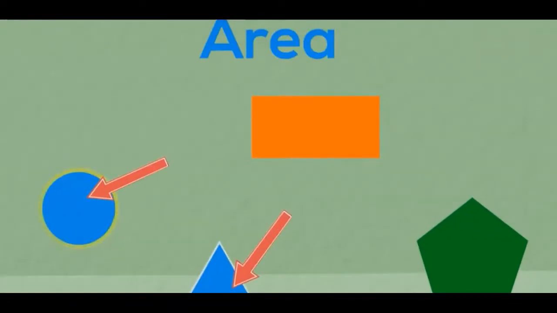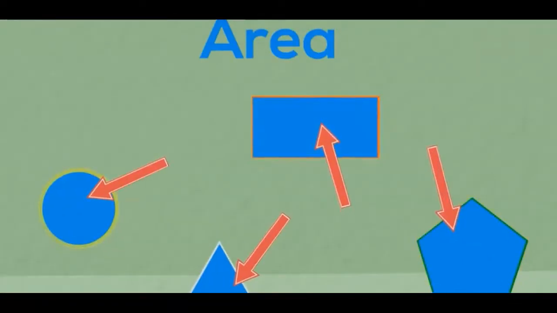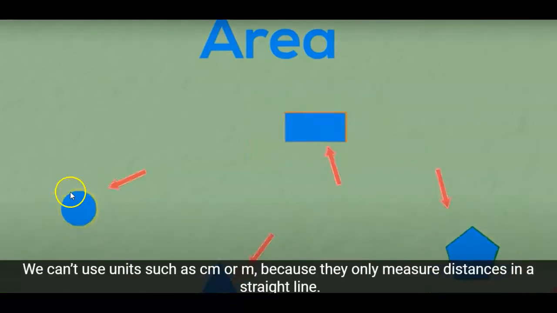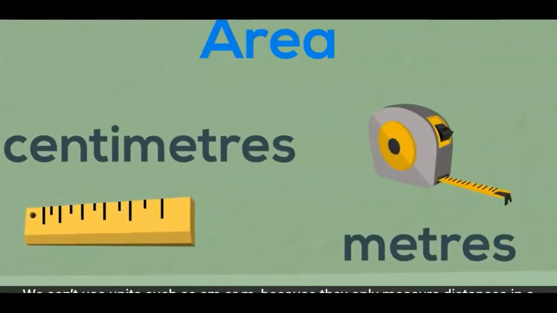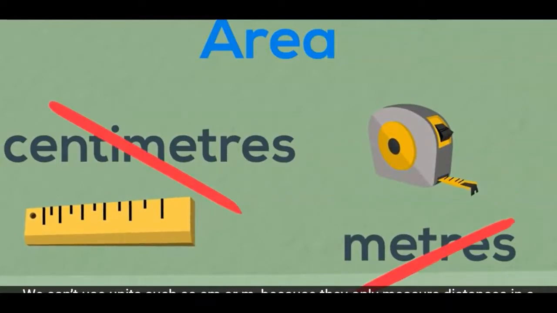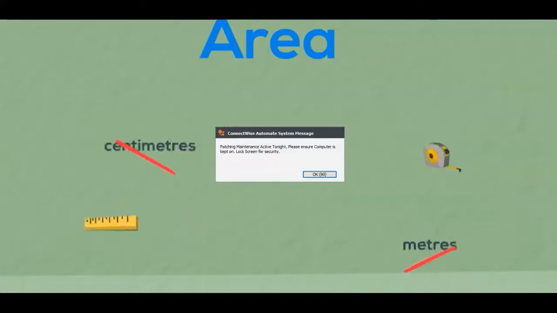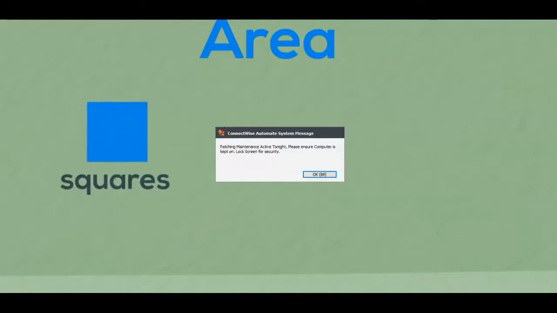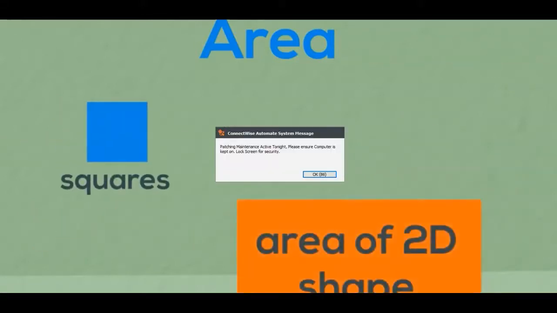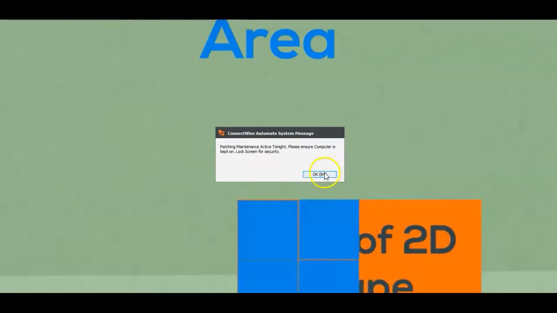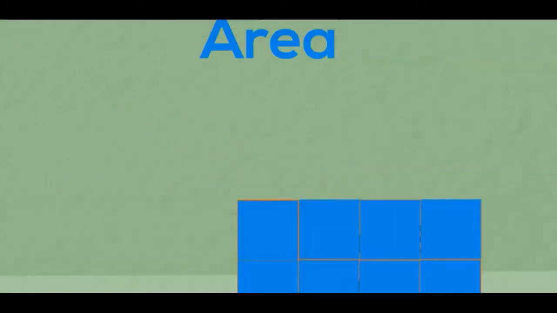Area is the space inside a 2D shape. We can't use units such as centimetres or metres because they only measure distances in a straight line. So, to measure area, we use squares. This shape has an area of 8 squares.